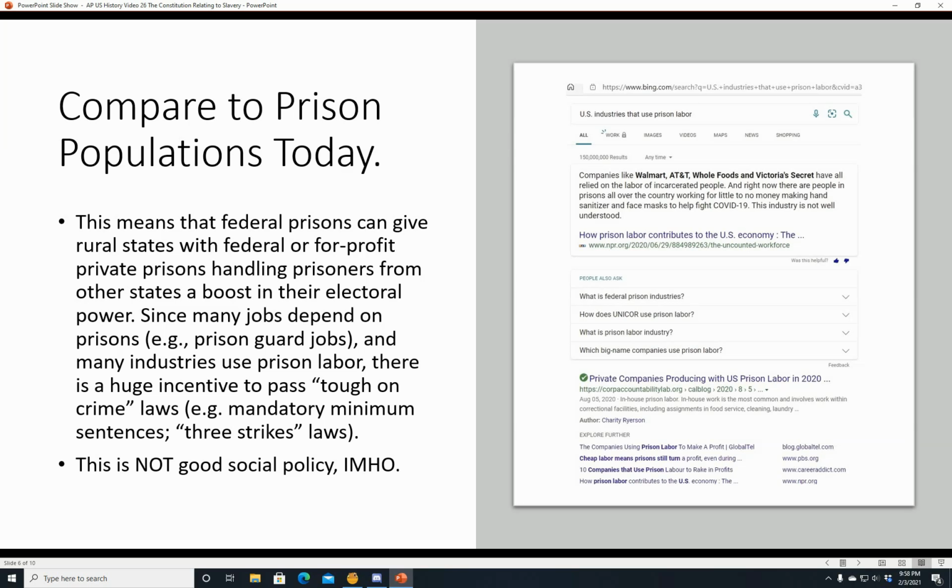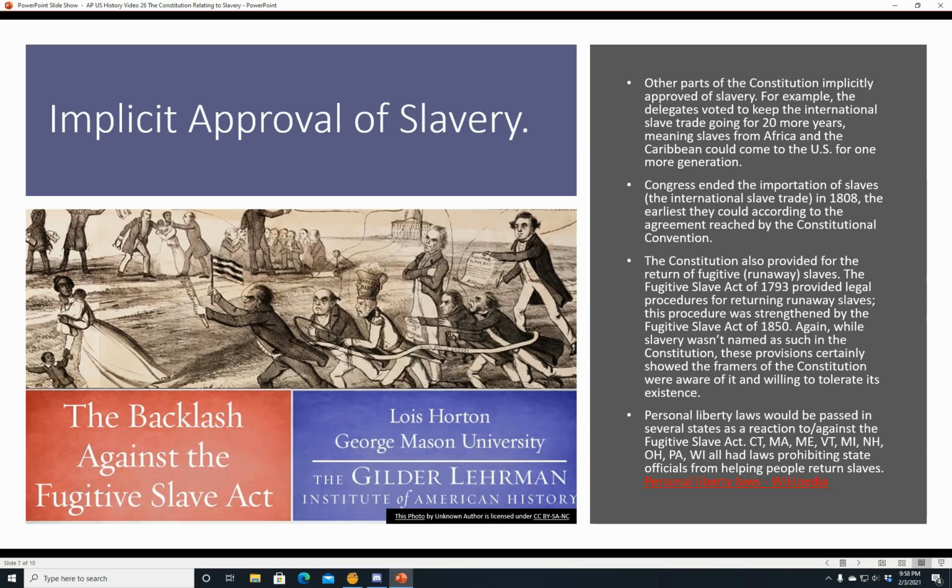Anyway, hope you've learned a lot about the 3/5 compromise. Hope this helps you on your AP exam. Implicit approval of slavery.